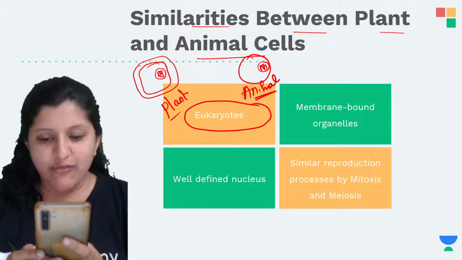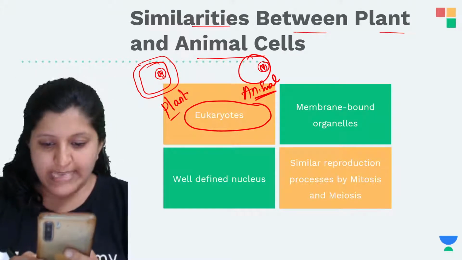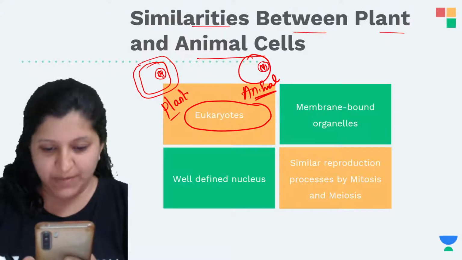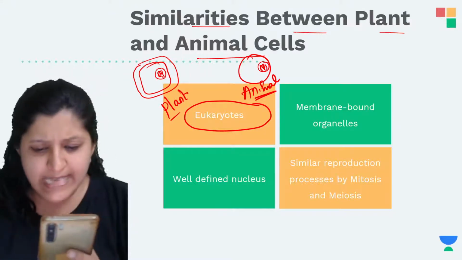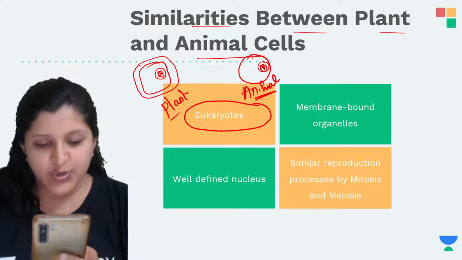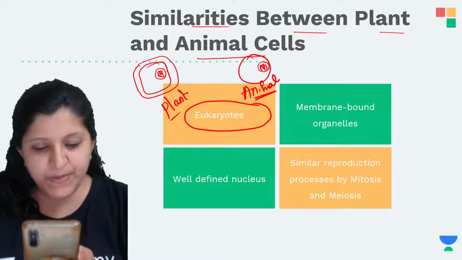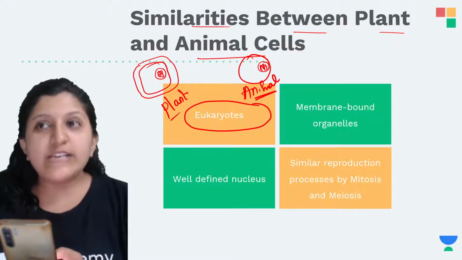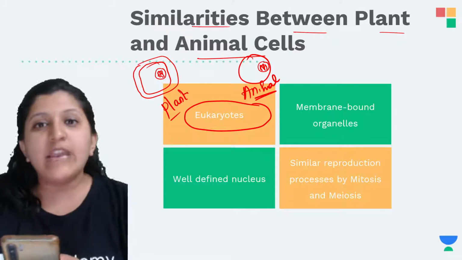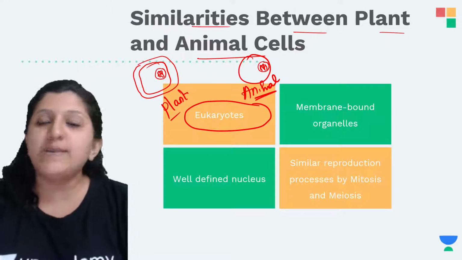Plant cells have a cell wall but animals do not. Cell walls provide support and give shape to plants. Plant cells have chloroplasts but animal cells do not. Yes, very good, Shubhadeep. So these are the differences, and what I am discussing now are the similarities.